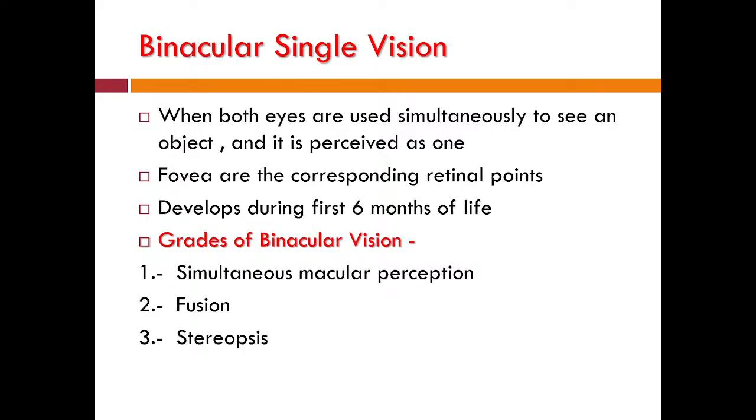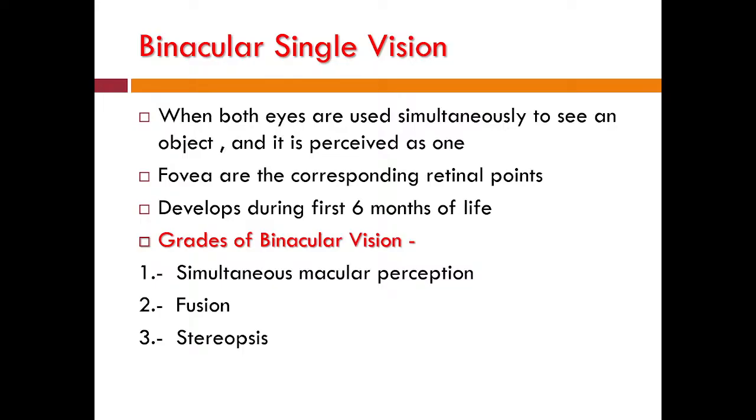Okay, the brain is going to fuse if they are coming from the same point, corresponding points. Then if it has the same quality, same size, same shape, the brain is going to fuse it to make it a single image. That is the second grade of binocular vision. And third is stereopsis, meaning the perception of depth of the object. Okay, we can see the depth of any object also. So these are the 3 grades of binocular vision: simultaneous macular perception, fusion, and stereopsis.